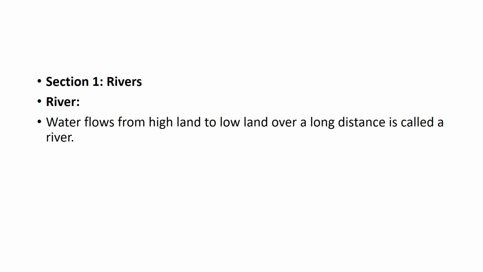The first section of your chapter is rivers. When rain falls, a considerable amount of water seeps into the ground. The remaining water flows over the surface and is called running water. Running water is a powerful agent. Small particles like sand, silt, and gravel flow along with it and erode the ground, forming many small narrow channels called rills and gullies. These eventually merge to form a large channel of flowing water called a river. In simple words, you can say water that flows from high land to low land over a long distance is called a river.